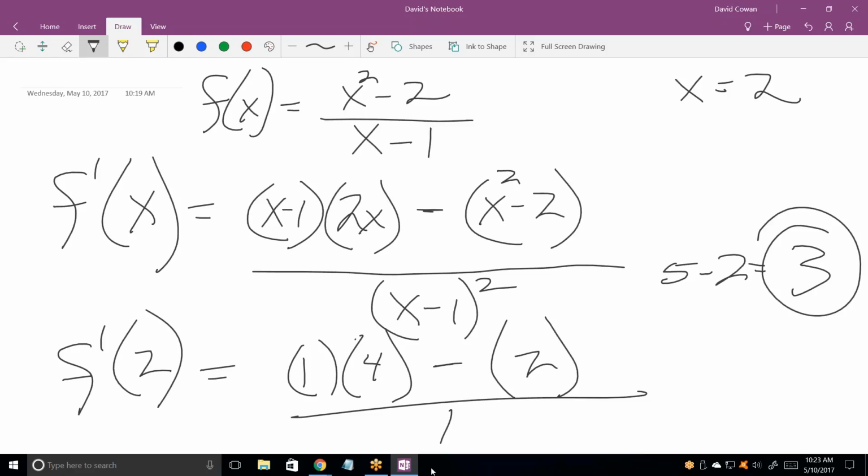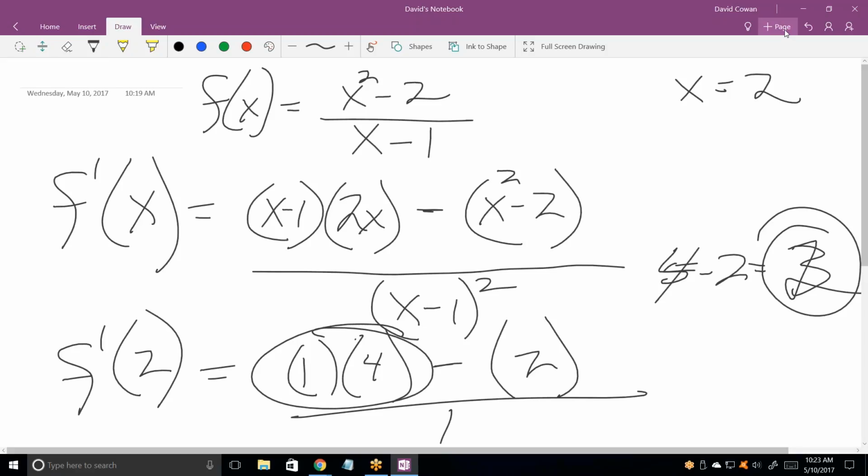Right, exactly. So that's 3? Excuse me. It's 4 minus 2. It is 2. Perfect. Just adding those two. That is an answer.